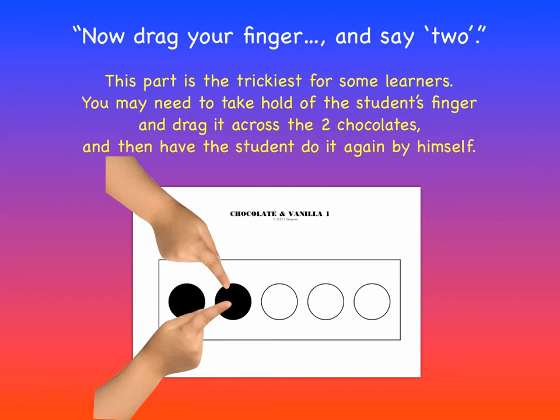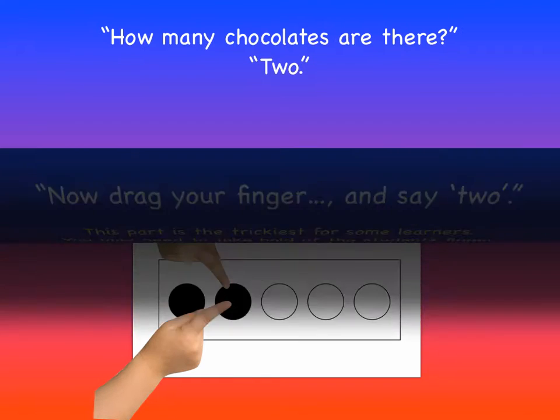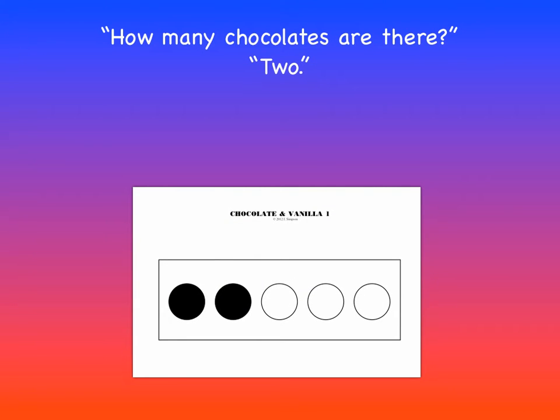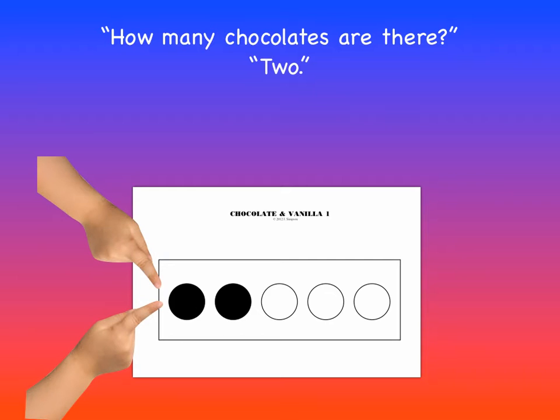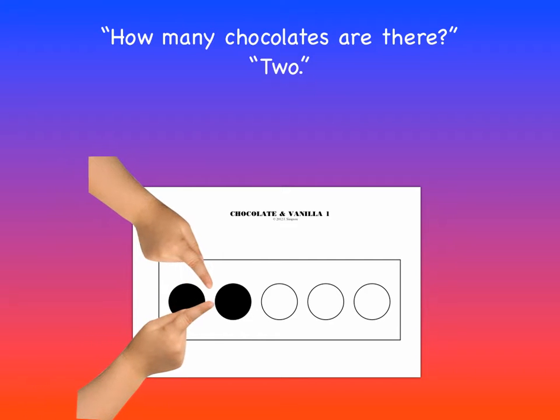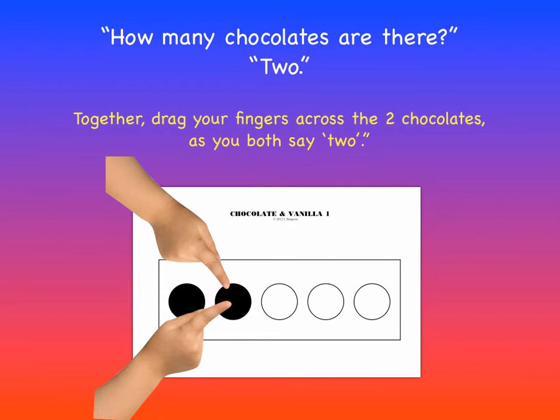This part is the trickiest for some learners. You may need to take hold of the student's finger and drag it across the 2 chocolates, and then have the student do it again by himself. How many chocolates are there? There are 2. Together, drag your fingers across the 2 chocolates as you both say 2.